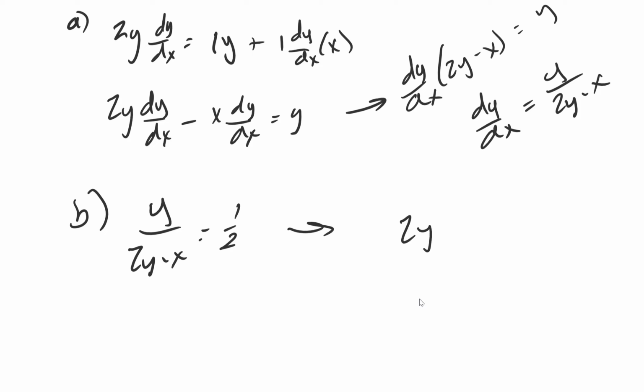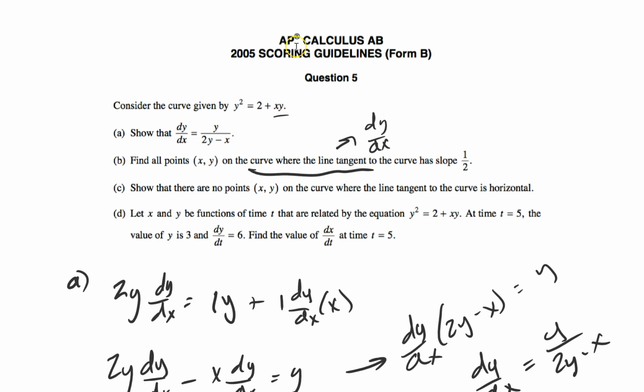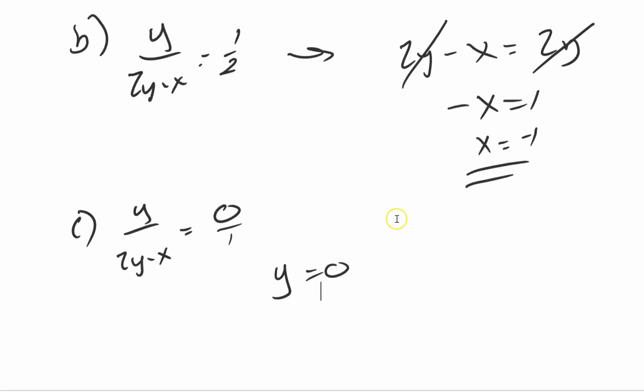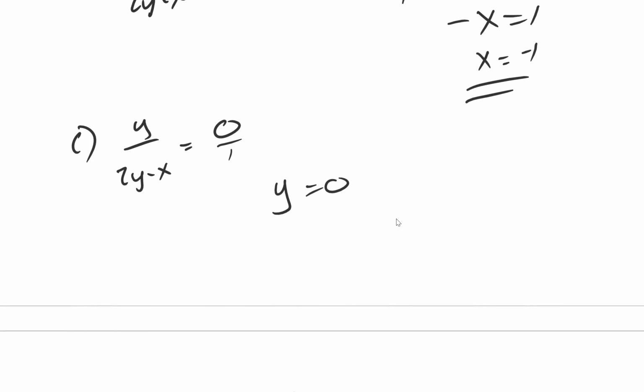C. Show there are no points on the curve at which the line tangent to the curve is horizontal. So we're saying show that the derivative doesn't equal 0. Very similar: y over 2y minus x equals 0. If you cross multiply, you get y equals 0. Now again, they want you to show that it doesn't work, so something should be wrong here. Let's go back to our original equation: y squared plus 2 plus xy. So our original equation is this.